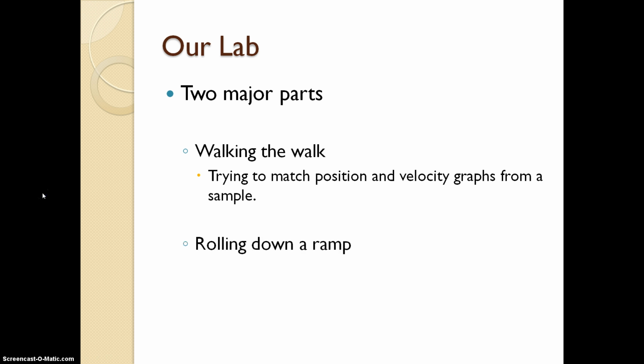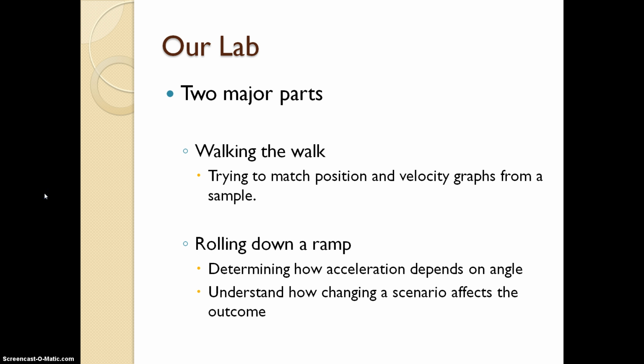The second part is a good old-fashioned physics thing, rolling down a ramp. We're going to determine how acceleration relates to angle. We're not going to actually figure out on a ramp what the acceleration is of an object rolling down it, because the graph will tell you that. Instead, I want to know the relationship between angle and acceleration and angle and velocity. And even more importantly, I want you to understand how changing the scenario affects the outcome.